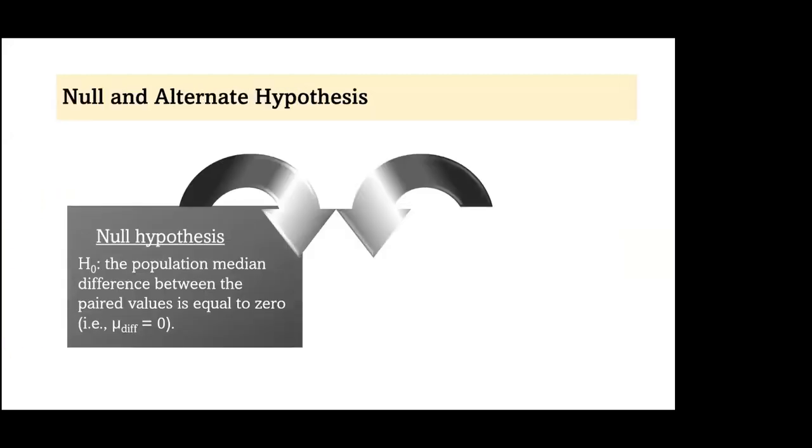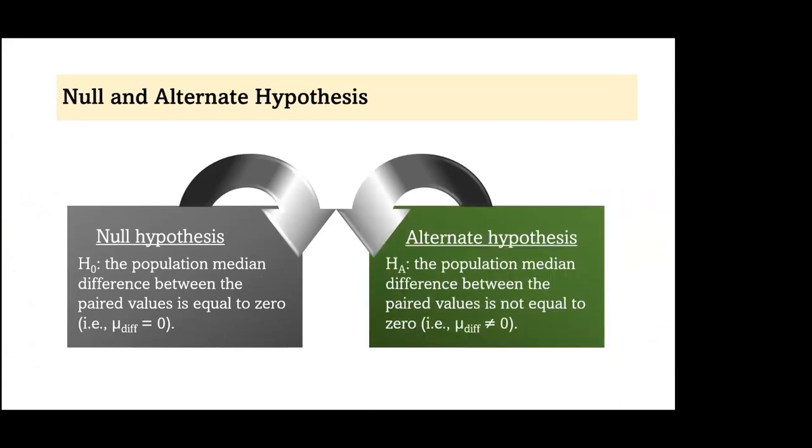So the null hypothesis is that the population median difference between the paired values is equal to 0. And the alternate hypothesis is that the population median difference between the paired values is not equal to 0.